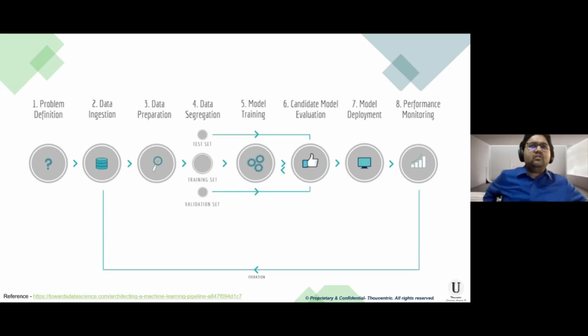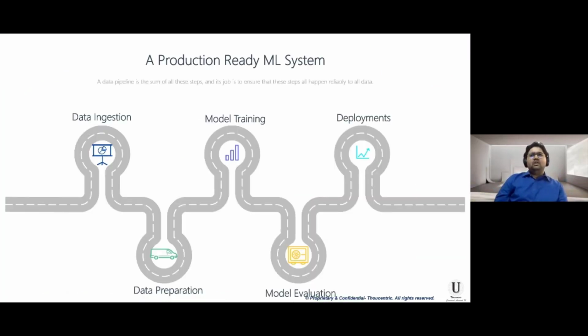And also there could be a way to measure if it is performing well on predicted versus actual or observed result, which again feeds back into the ingestion pipeline. Now to sum it up, a production-ready ML system will have a data ingestion queue, a data preparation queue, model training, and model evaluation and deployments.